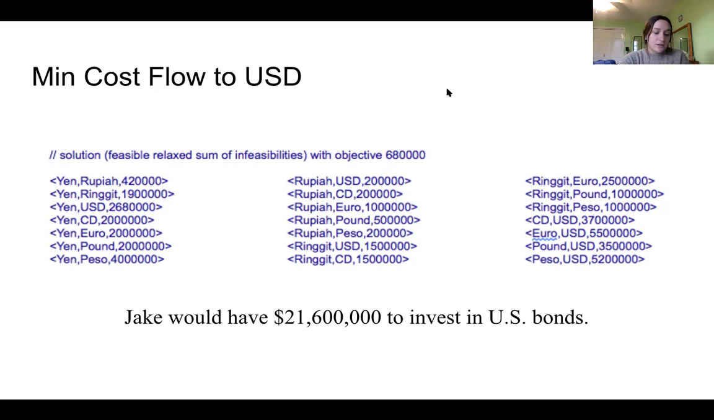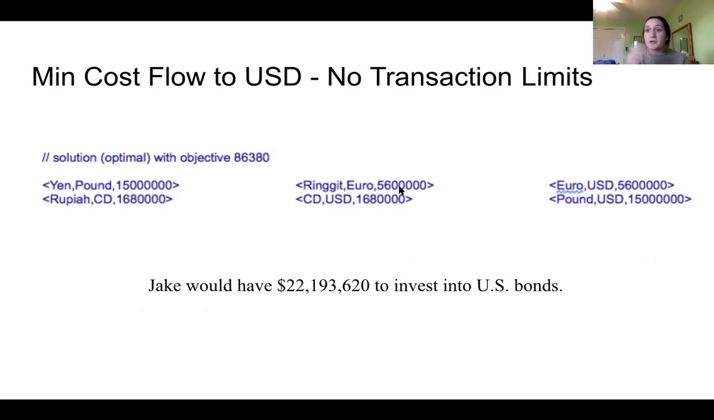And so the next question here is, what would happen if there weren't transaction limits, if we didn't have those blue capacities on the arcs coming out of the supply nodes? So putting that into IBM again, we find that Jake would now have $22,193,620 to put into US bonds. Obviously more if we can go directly from supply nodes into US dollars. And it does, you can see here too, take fewer transactions. There are fewer arcs needed. And so this does cost $86,380.